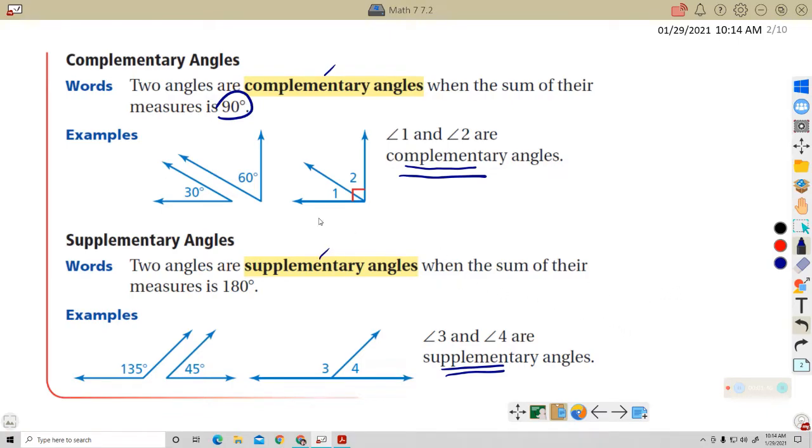Okay, so complementary, they add up to 90. Supplementary, they add up to 180. Yeah, pretty easy, right?